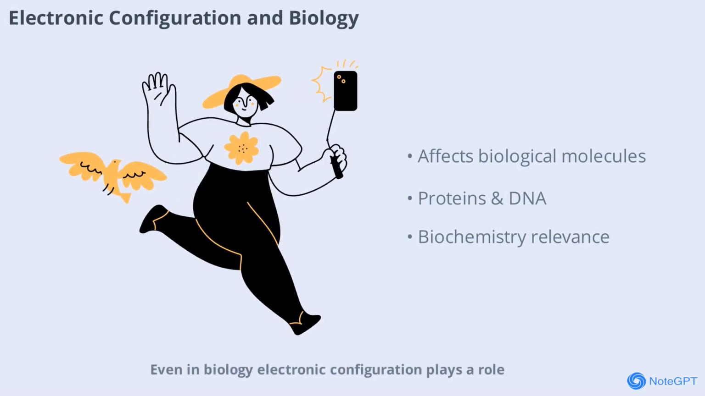Even in biology, electronic configuration plays a role. The behavior of atoms in biological molecules such as proteins and DNA depends on their electron arrangements. This understanding is crucial for fields like biochemistry and molecular biology.